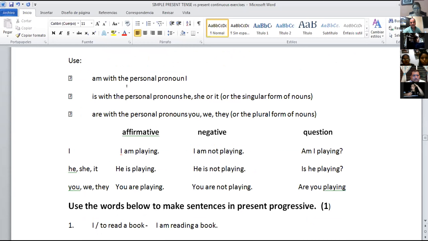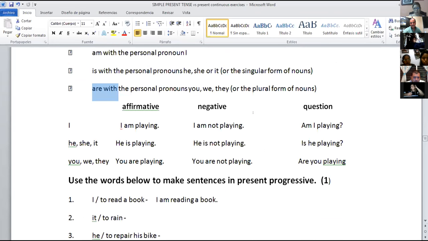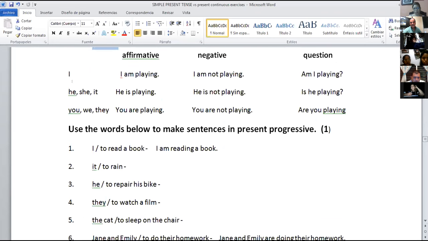You use am with the personal pronoun I. You use is with the personal pronoun he, she, or it. And you use are with the personal pronouns you, we, they. Okay, affirmative, I am playing. Negative, I am not playing. Question, am I playing?